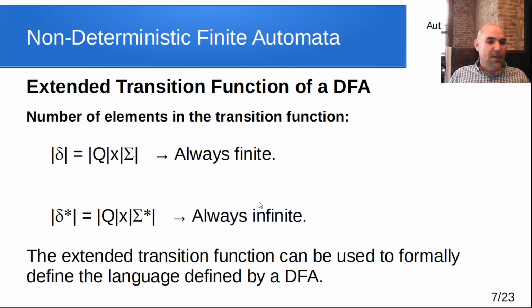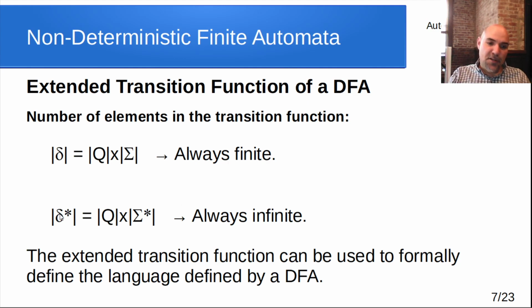And one thing about those quickly is notice that the number of elements in the transition function, in other words, the length of the transition function for a DFA, is the number of states multiplied by the number of symbols in our alphabet. And that's always going to be finite because the number of states is always finite and the input alphabet is always finite. It could be very large, but it's always going to be finite.